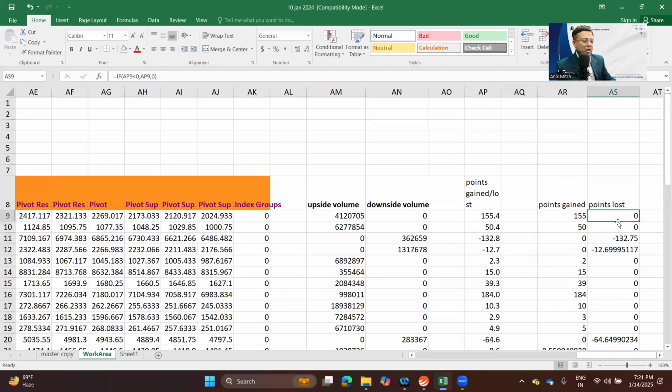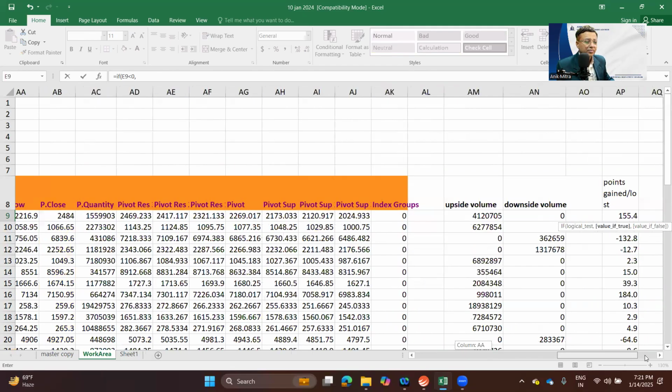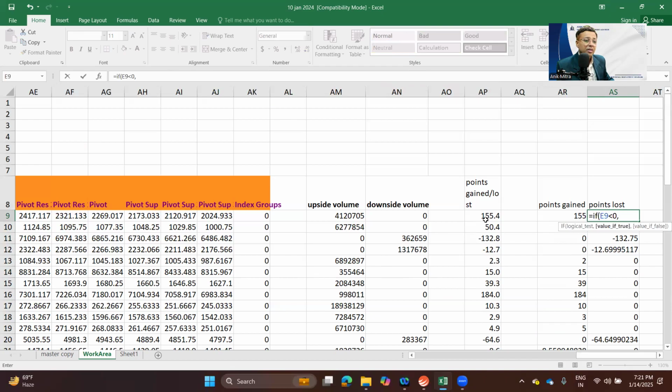On the other side, what I'm doing: again, same thing, if the percentage change is less than 0 in this case, then I am taking this value, else 0. So naturally, wherever the data is negative, it will reflect here, right? So positive is coming this side, negative is coming this side.